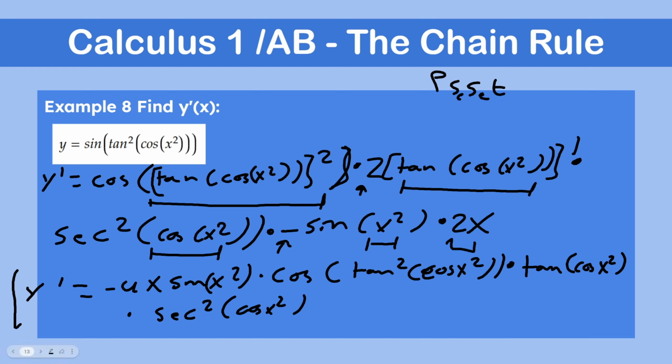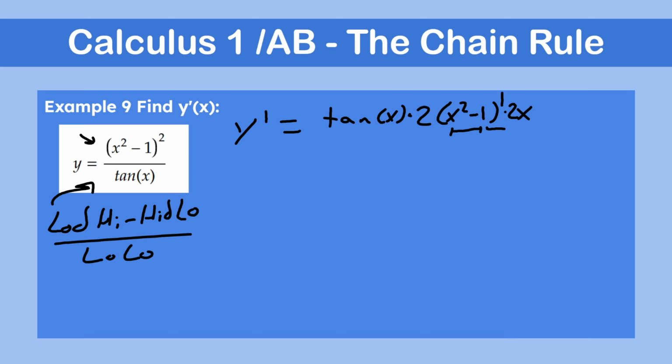Okay, so now let's move to this one. This is just quotient rule with chain rule included. So we take the bottom, low d high minus high d low over low low. Our high is going to be equal to x squared minus 1 squared. So let's put our low over here. Put the derivative of the high, which is 2 times x squared minus 1 power 1 times 2x, because this is the derivative of the inside. Subtract x squared minus 1 squared secant squared x, because that's the derivative of tangent.